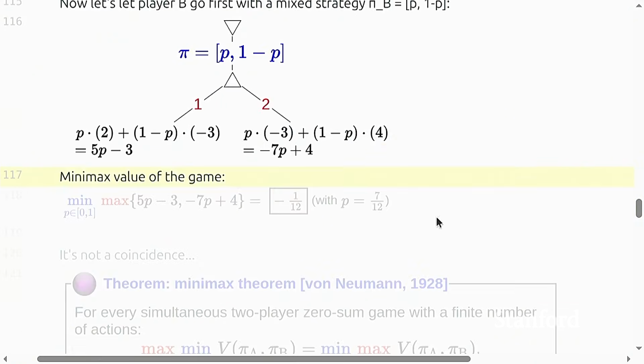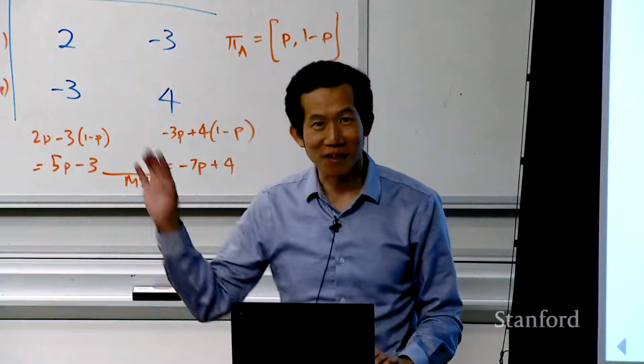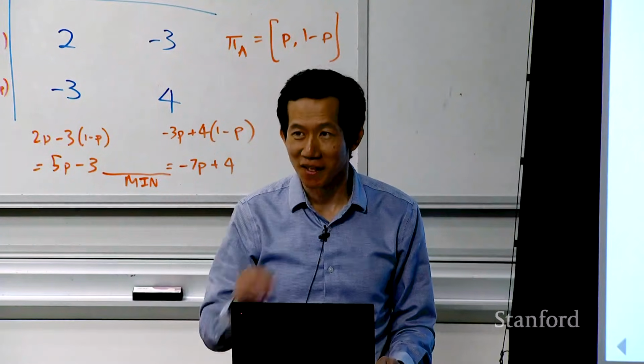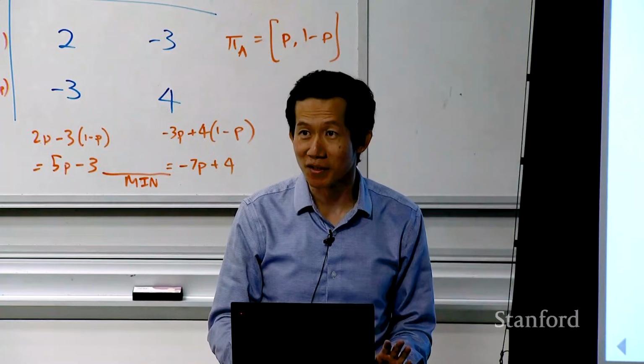which is that the min-max value of the game is exactly the same, minus 1/12. And the probability is 7/12. Okay, so you might think, I rigged all these numbers, so we just kind of got lucky here. But this is actually not a coincidence.